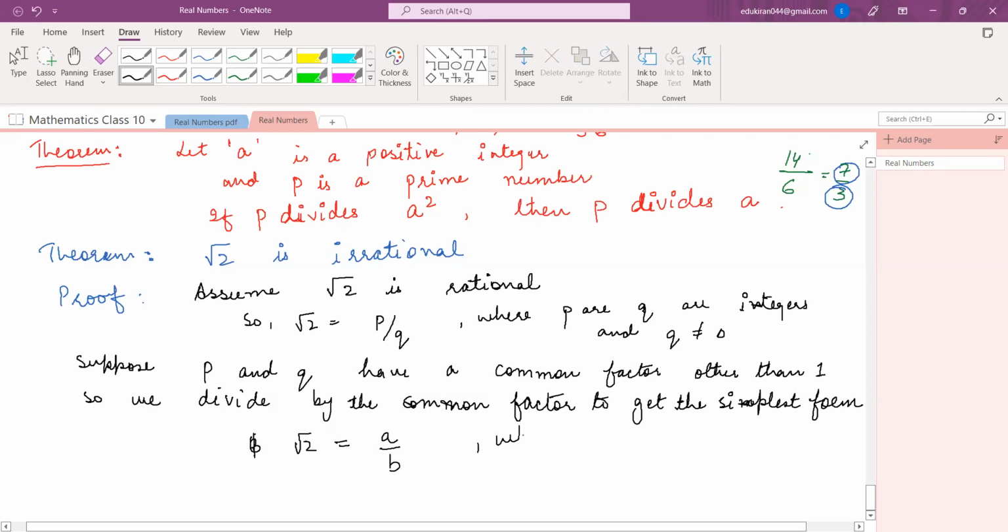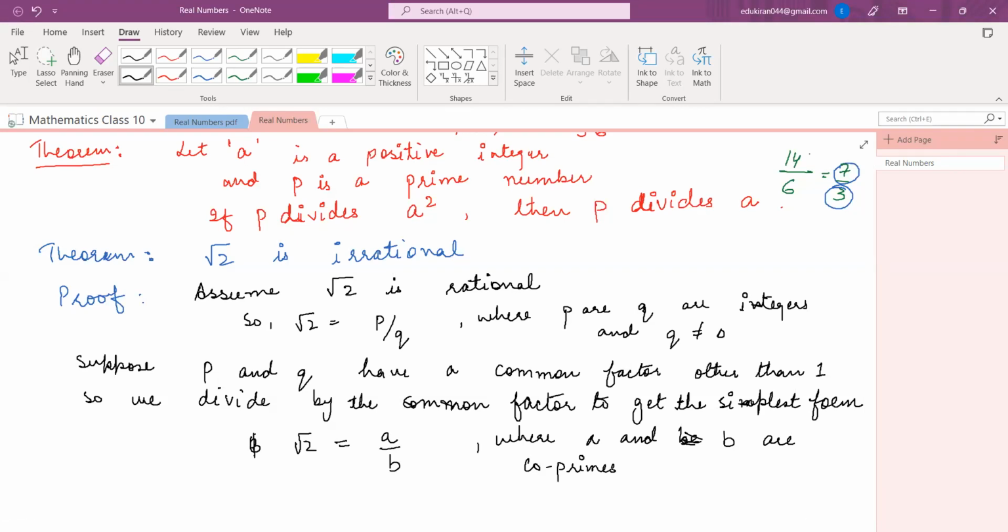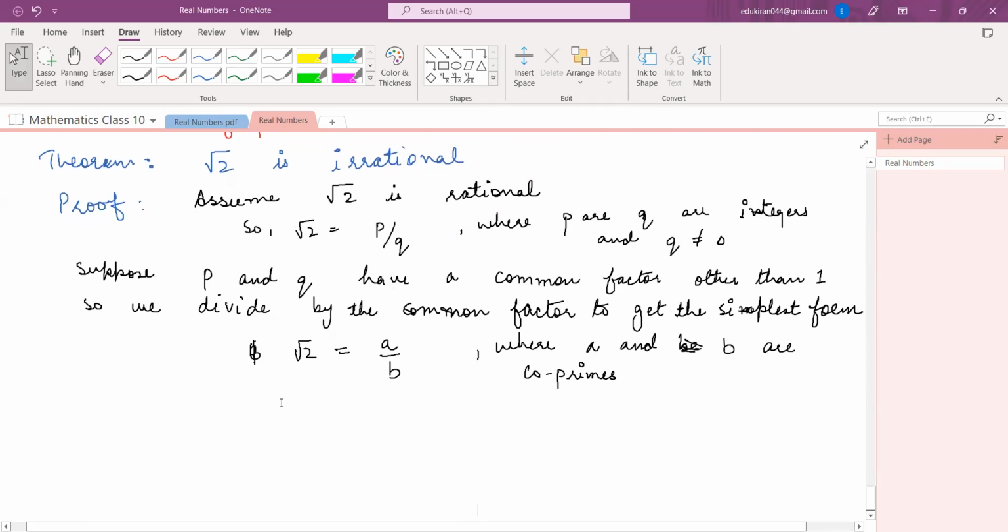What are co-primes? They don't have any common factors other than 1. So a and b are co-primes. So this means we have reduced it to the simplest form. Obviously, they are integers, but they are co-primes also. I mean, they don't have any factor in between them. Okay. Now, so just cross multiply.